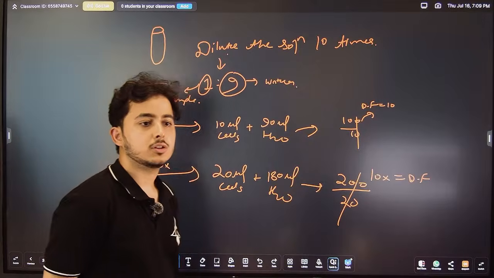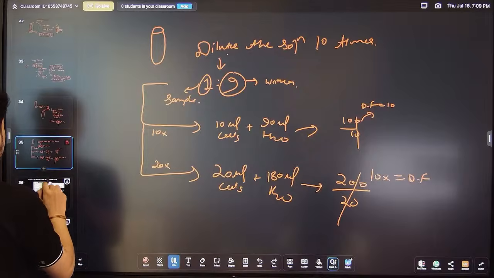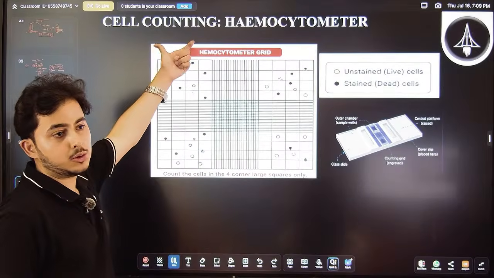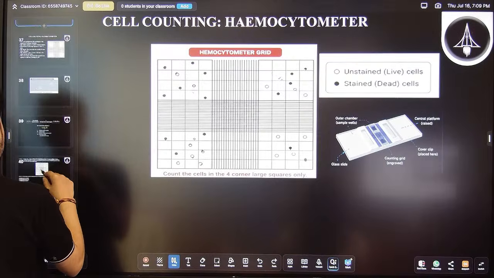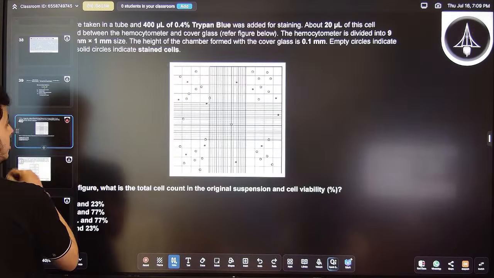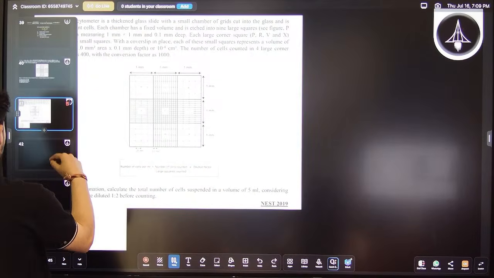So I hope this is clear, and in the next class we will start with the hemocytometer. That is a technique you use to count the cells. So this we will cover in the next class, and we will solve the PYQs also. So practice questions as well as the next PYQ.